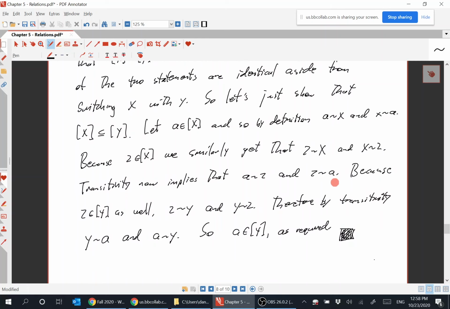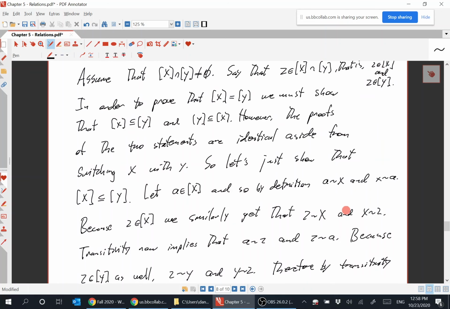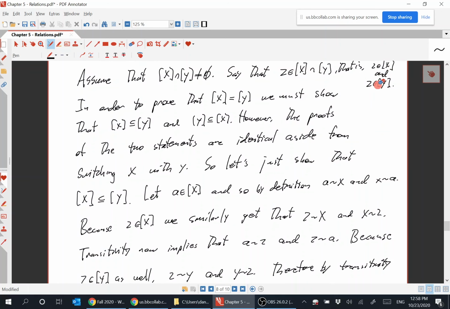Now, that Z was in the intersection of bracket X and bracket Y. That is, Z is in bracket X and Z is in bracket Y.